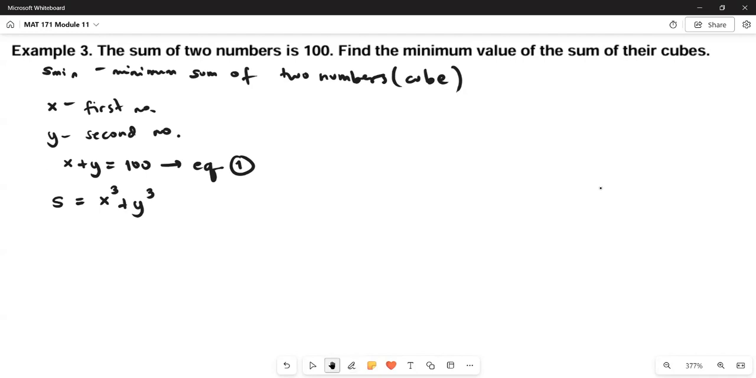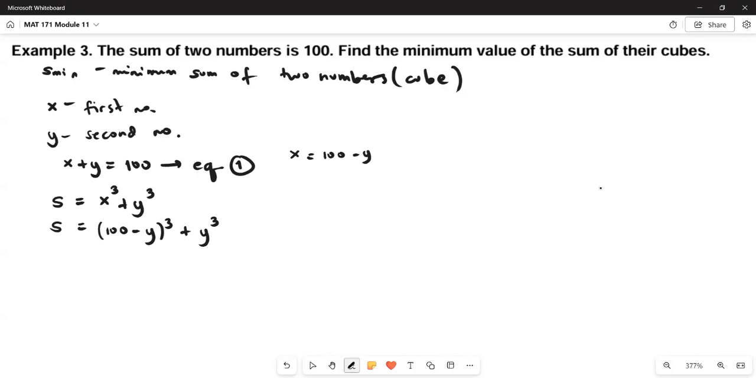Yung equation na may check na yun yung ginawa natin. So yung x plus y is equal to 100. Pwede natin siyang i-rewrite na x is equal to 100 minus y. So, isa-substitute natin ito, yung x na yun dito sa ating S equation. So, meron kang 100 minus y cube plus y cube. So, as you can see, meron ka ng isang uniform na variable sa ating equation na yan. Di ba? Y na lang siya.